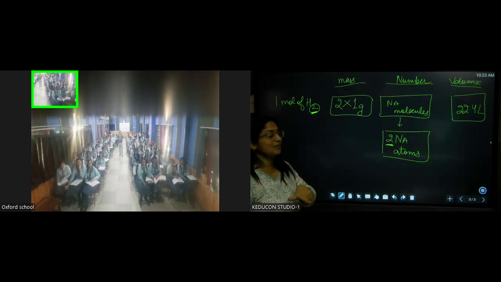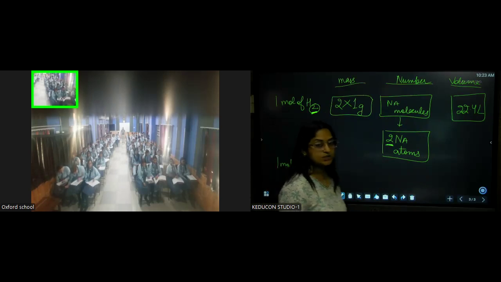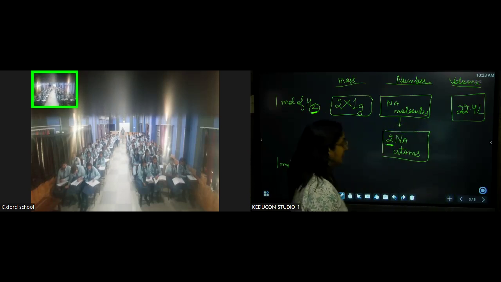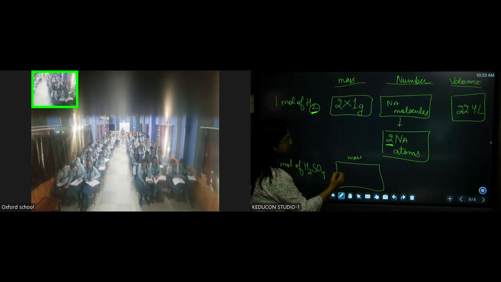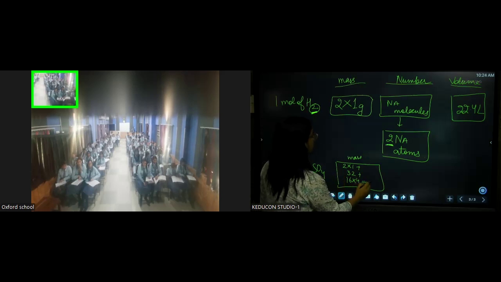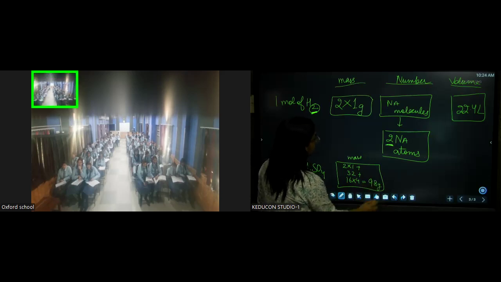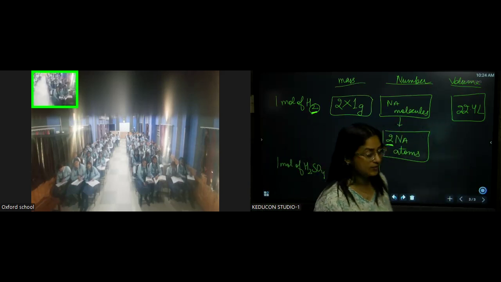Now, do the same thing for 1 mole of H2SO4. If I'm asked to tell the things about 1 mole of H2SO4, its mass will be: mass of hydrogen is 2 into 1, plus mass of sulfur is 32, plus mass of oxygen is 16 into 4. This gives you 64 plus 32 plus 2, 98 grams is the mass of 1 mole of sulfuric acid. Just adding the atomic masses of the elements, which you should remember.